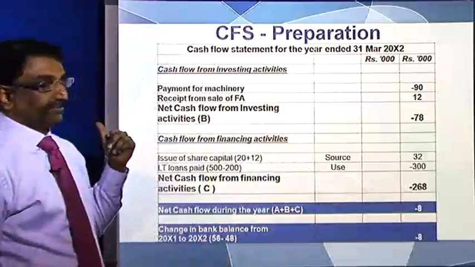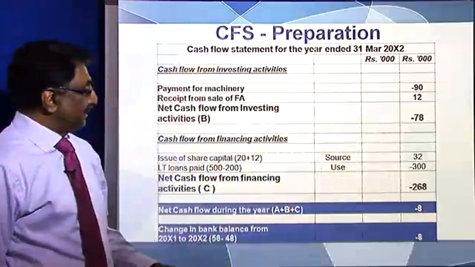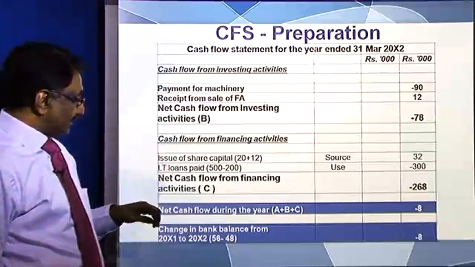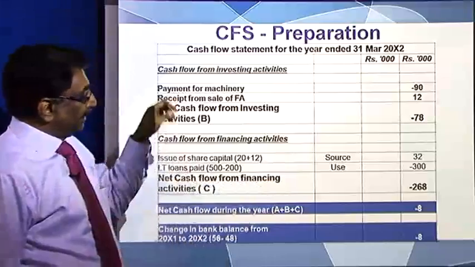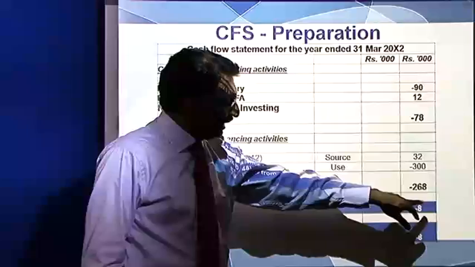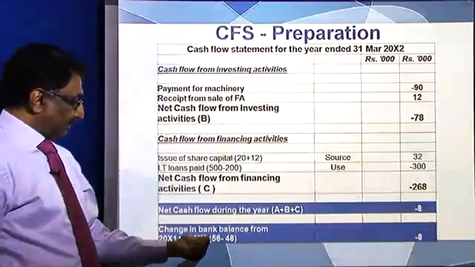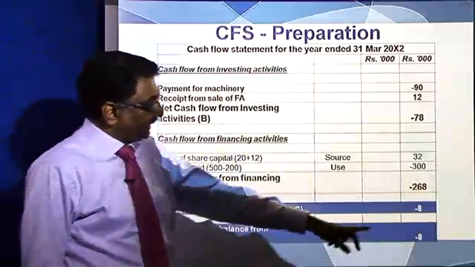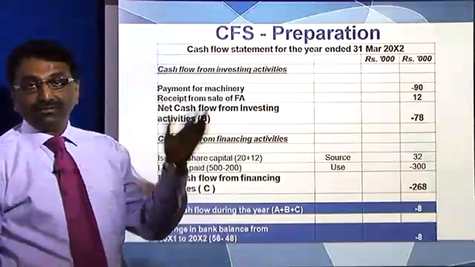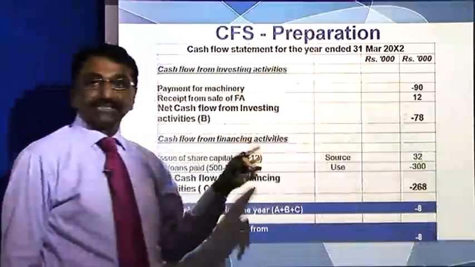So we had 338 from operating activities, minus 78, minus 268 from the cash flow from investing and the financing activities, giving us a net cash flow during the year, that is A plus B plus C, giving you minus 8. And this minus 8, if you see, is the change in the bank balance from 56 to 48, and therefore we have seen how the bank balance changed from 56 to 48 because of the various activities that took place.